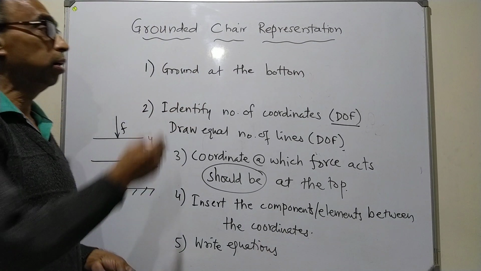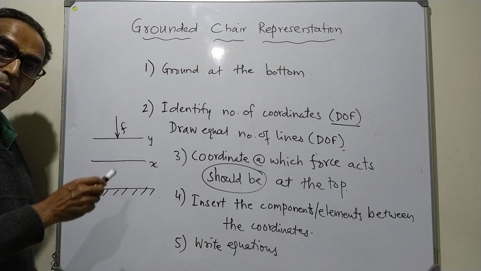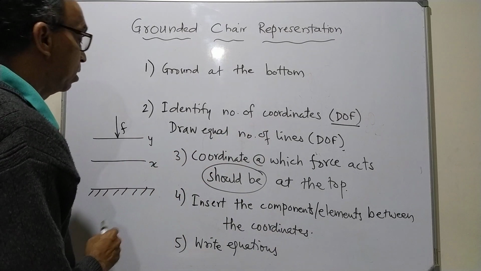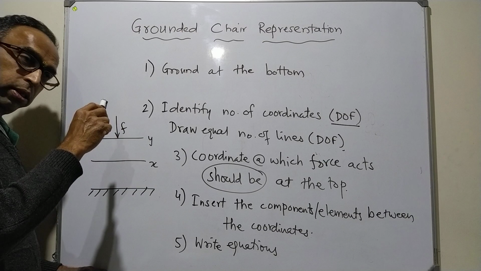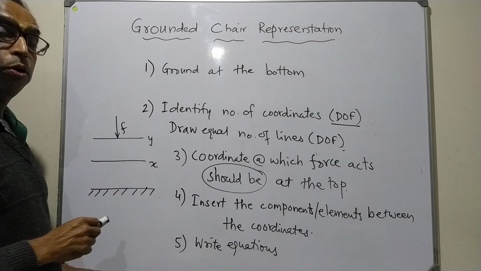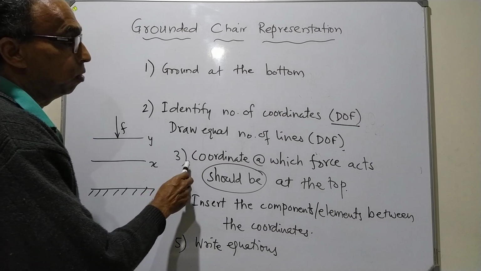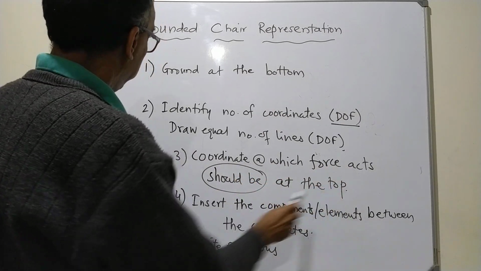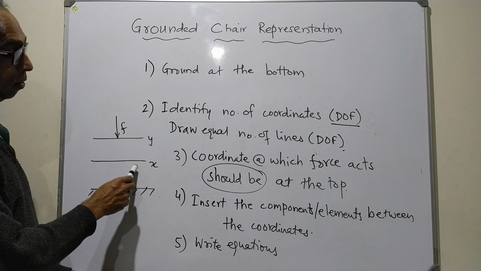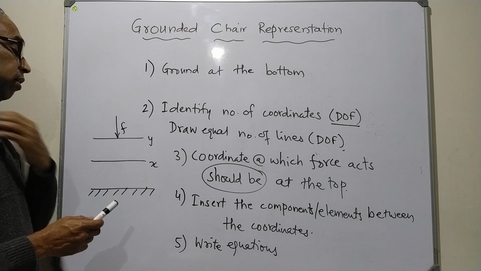So shall we repeat? In grounded chair representation, ground is always at the bottom. Then identify the number of coordinates, the number of degrees of freedom, and draw an equal number of lines. If I have 3 degrees of freedom, 3 motions, then I will draw 3 lines. In this case I have shown 2 lines representing 2 coordinates. Then this is a very important step: the coordinate at which the force acts should be at the top. If the force is acting on the x coordinate, this x will be at the top. This is how I have to arrange the lines.